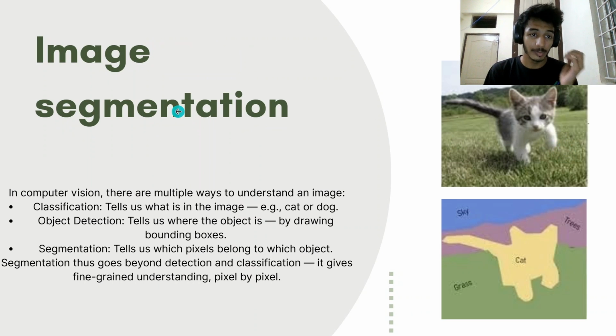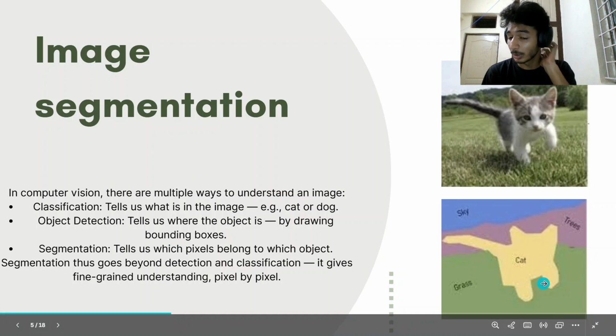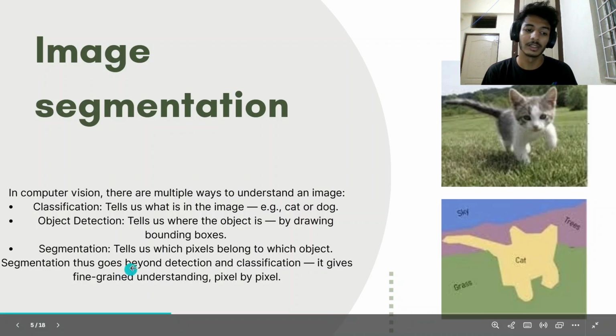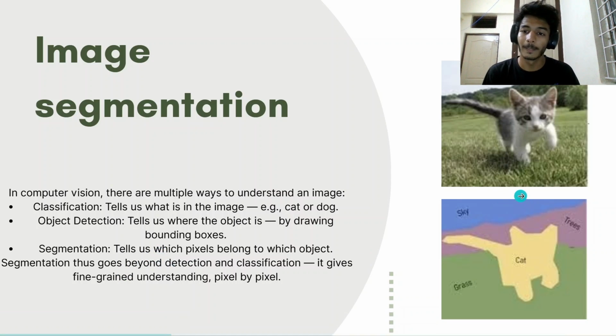Image segmentation. In computer vision, there are multiple ways to understand an image. The first and most basic step in image processing is classification. It tells us what is in the image, like cat or dog. In this image, you can see it identifies it as a cat because it is a cat. Then there's object detection, which tells us where the object is by drawing a bounding box. Here, the box is very precise because it uses segmentation, but usually it would be a rectangle or a square identifying where the object is. And then comes segmentation, which tells us which pixels belong to which object. Segmentation thus goes beyond detection and classification. It gives a fine-grained understanding at the pixel level.